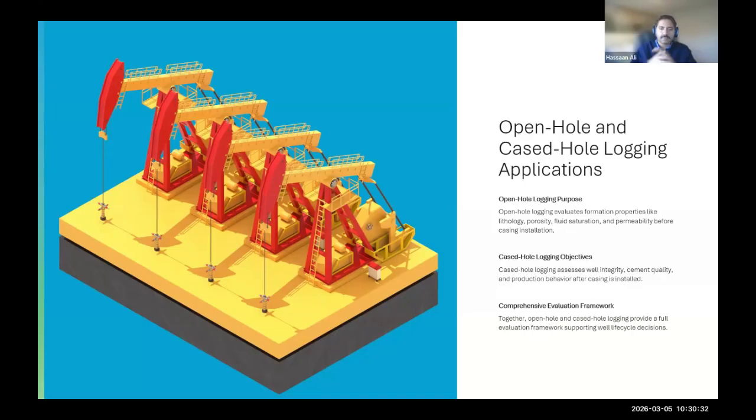Then once the casing is deployed, you need cased hole logging tools, right? The cased hole logging tools will assess well integrity, cement quality by using cement bond log, and production behavior after the casing is installed. Together, both open hole and cased hole provide a full evaluation framework supporting different life cycle decisions of the well.